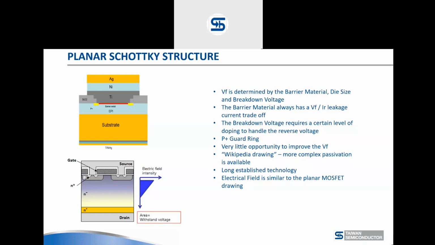If you have a 100 volt Schottky diode, then there has to be a certain resistivity available to handle the breakdown voltage. The same goes for 120 or 150 volts. So there's little opportunity in this case to improve the VF. I think this structure has been known since the 80s at least, so it's a long established technology.